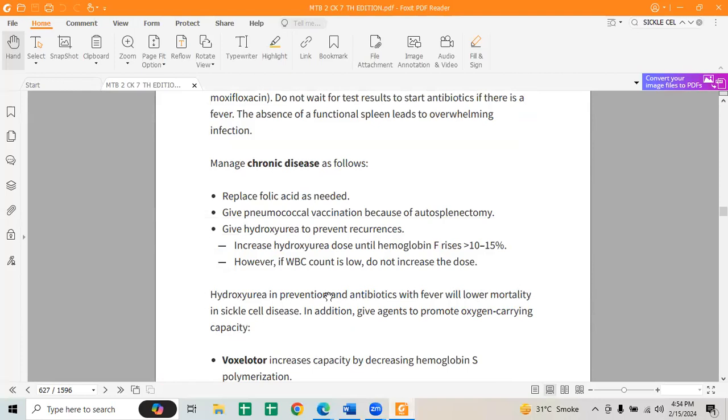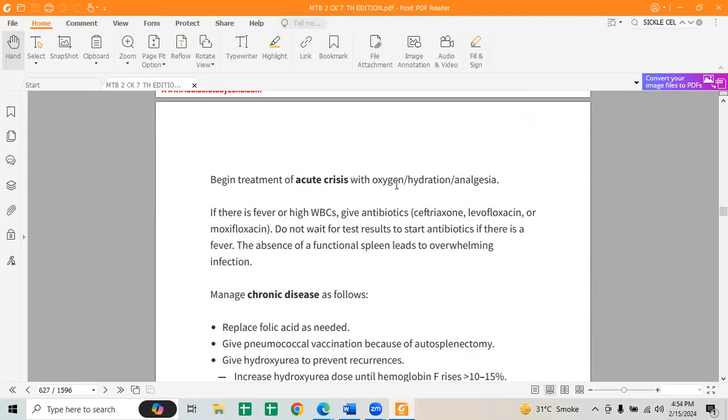Begin treatment of acute crisis: oxygen, hydration, analgesia. If any fever, then you add the antibiotic. So four things are very important, right? So you can change the order a little. That's fine.